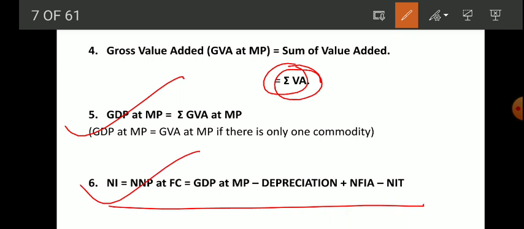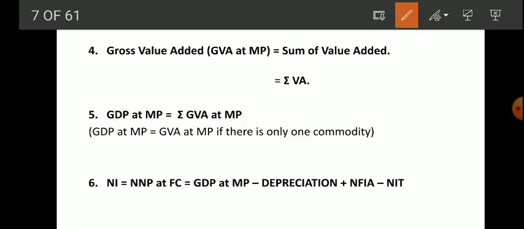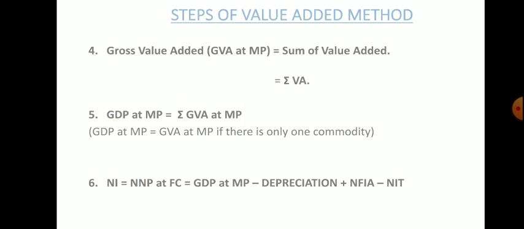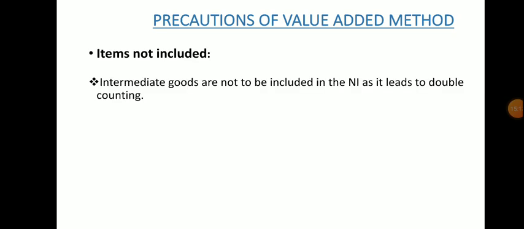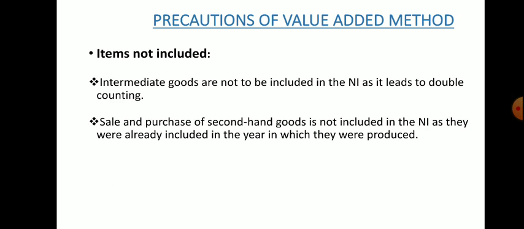Okay, so it depends on what values are given to you. Now let me tell you what precautions we have to take during this value added method. First of all, intermediate goods are not included. The value of the intermediate goods should not be included in the national income. We have learned in the basic concepts as well that we should include only the value of the final goods. We should not include the value of the intermediate goods.